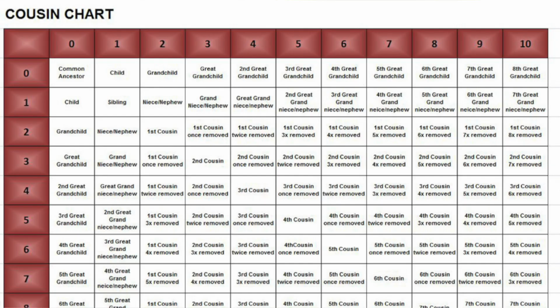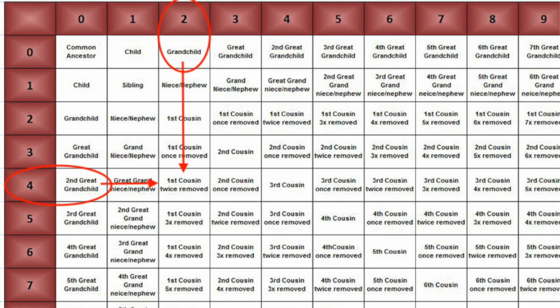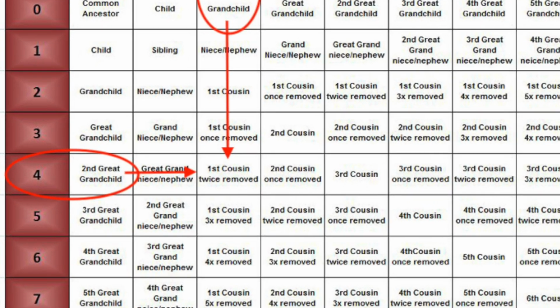So start from the top left where it says common relative. I would place myself along either the top or bottom of the chart in the fourth box for second great grandparents. My relative would be on the other side of the chart in the second box for grandparents. Where the rows and columns meet indicates our relationship. We're first cousins twice removed.